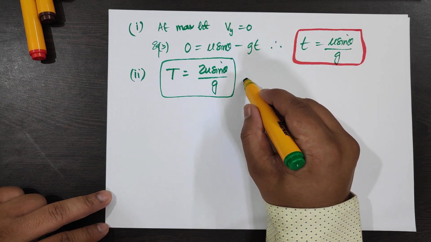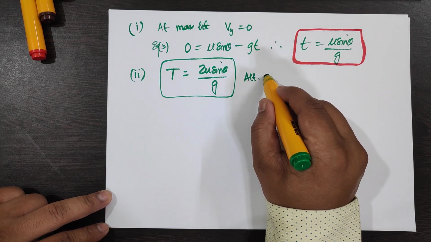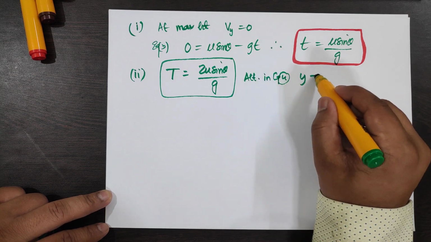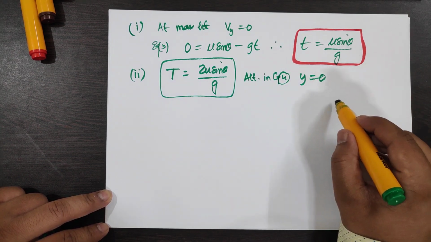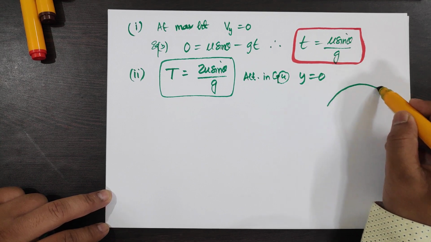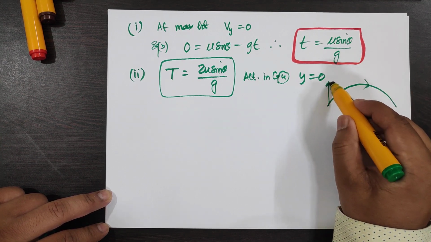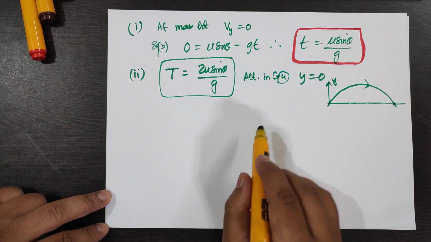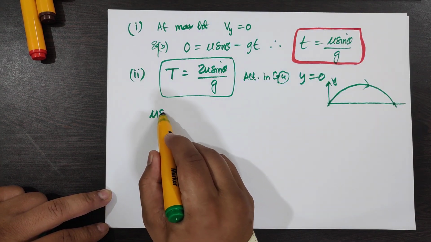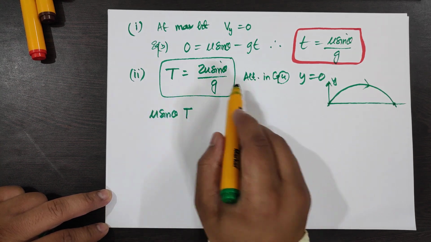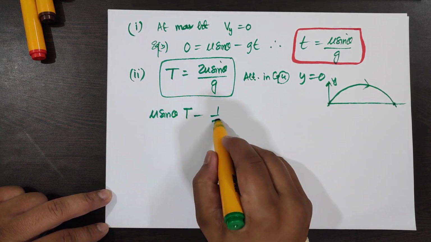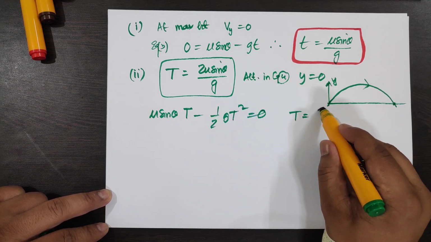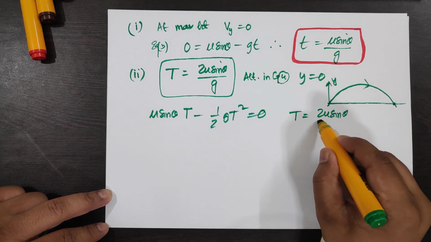Or you can use equation 4. Alternatively, in equation 4 you will put y equal to 0, because this is the y axis. When the particle strikes the ground, its y coordinate is equal to 0. So I'll put u sin theta t, for the total time of flight, minus half g t square equal to 0. Solving, you get 2u sin theta by g.